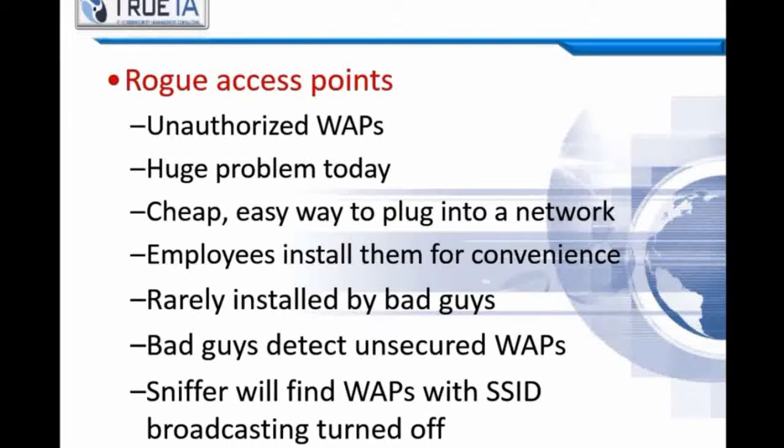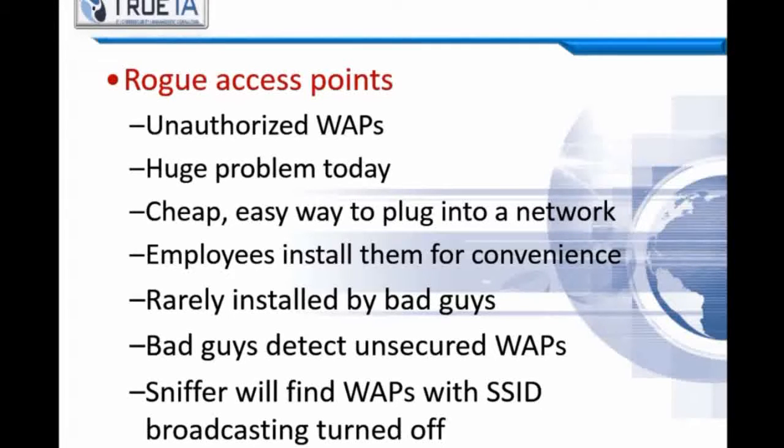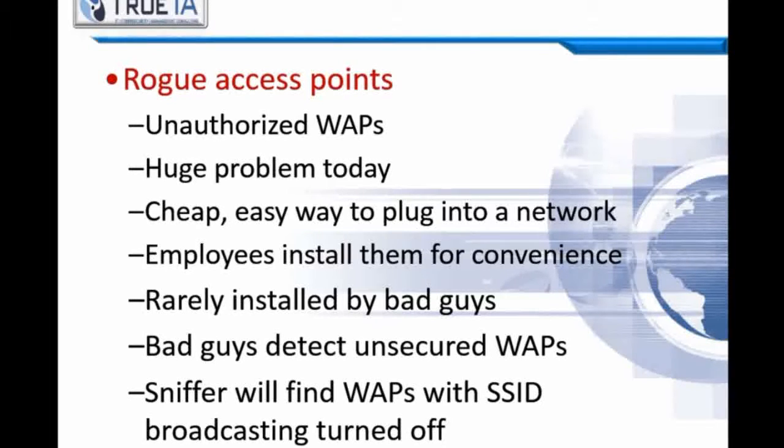A rogue access point is simply an unauthorized WAP. They are a huge problem in today's networks. They're extremely cheap, and unfortunately, it's extremely easy to plug into some networks. Employees have a tendency to install them for convenience at their desk. They're rarely ever installed by the bad guy themselves. However, the bad guys then detect the unsecured WAP plugged into your network and then gain access through that unsecure WAP.